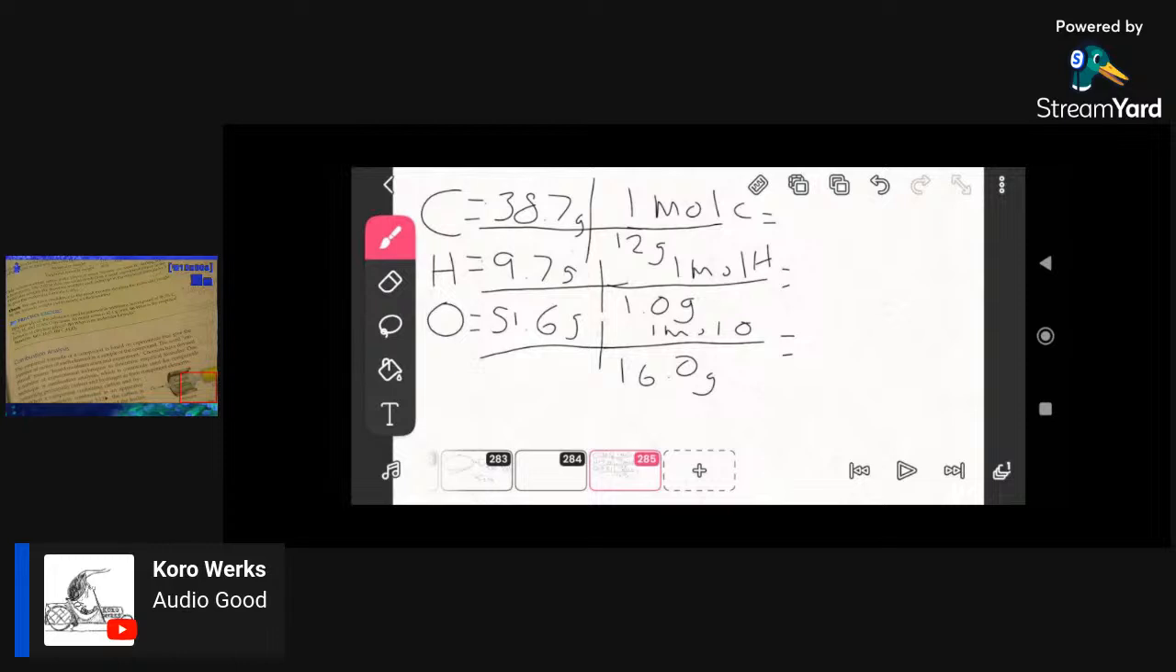All right. So divide the 51.565 or whatever. Oh, yeah. 51.6 divided by 16. Okay. The number I got in my book, I got 3.225. And then on the other one was 9.7. And then on the other one was 3.225.